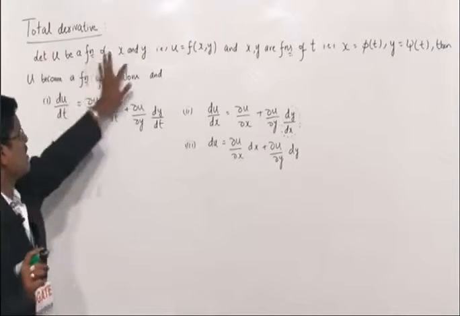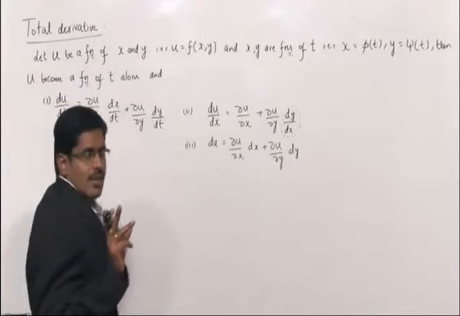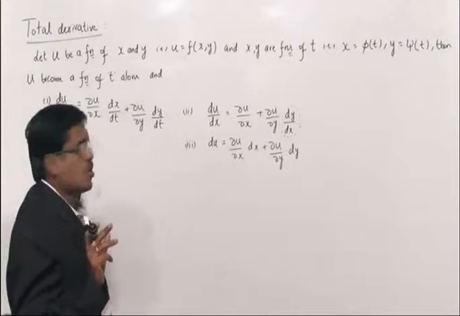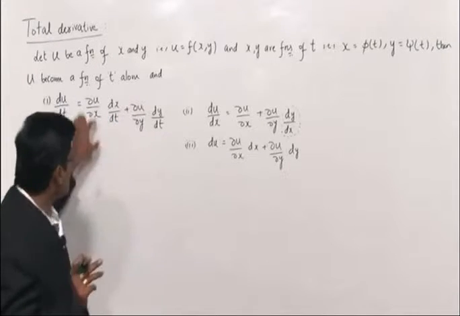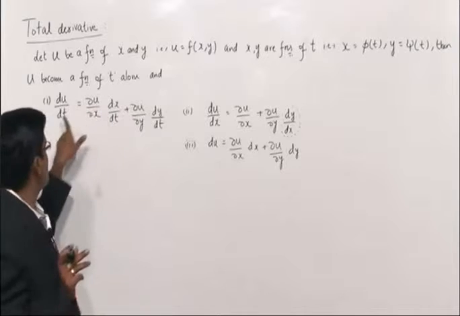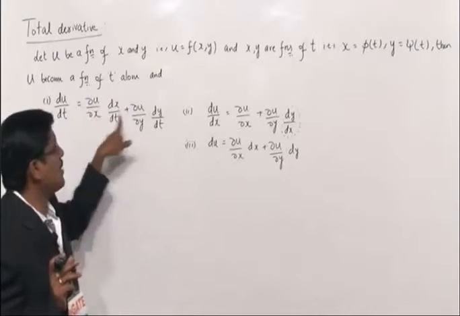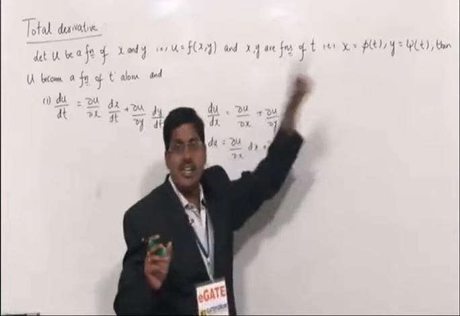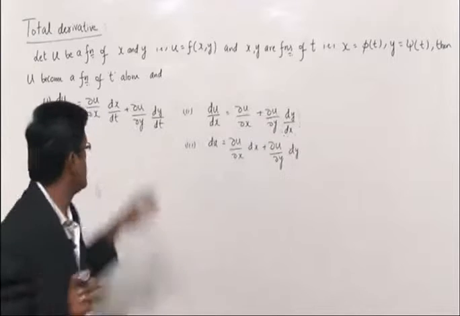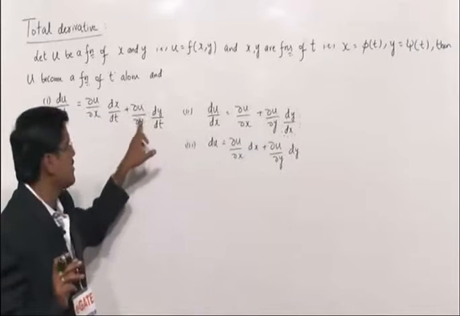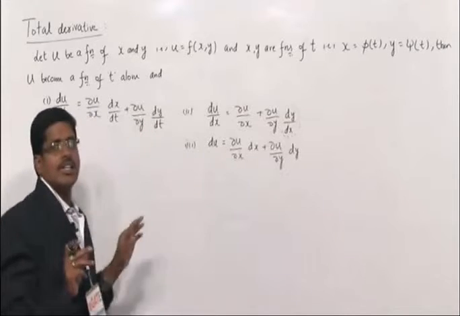Now u is basically how many variables? Two variables. So the partial derivatives come: del u by del x, and the other derivative is del u by del y. These are multiplied by, by the chain rule, x in terms of how many variables? A single variable t, so ordinary derivatives come, so dx by dt, and y is also a function of the single variable t, so that's why it is multiplied by dy by dt.